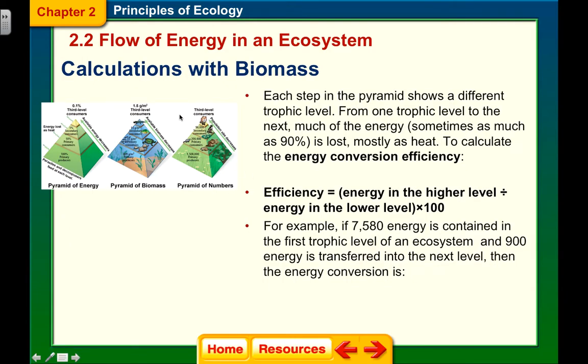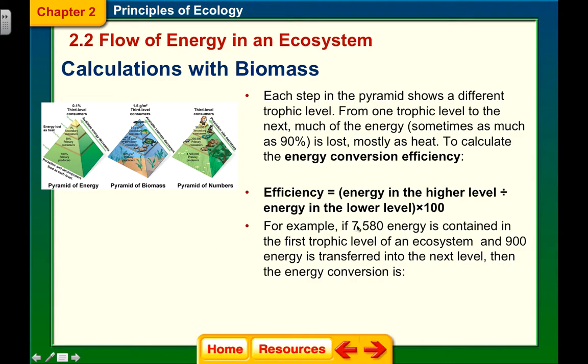And there are some calculations here. With these calculations, you're just going to be calculating the efficiency of energy conversion. So each step in the pyramid shows a different trophic level: first level, second level, third level, fourth level, etc. From one trophic level to the next, much of the energy, sometimes as much as 90%, is lost as heat. To calculate the energy conversion efficiency, you have an equation here. Efficiency equals energy in the higher level, whichever one you're dealing with, divided by the energy in the lower level. So if you're calculating the efficiency between here and here, you would take the energy here divided by the energy here and multiply it by 100.